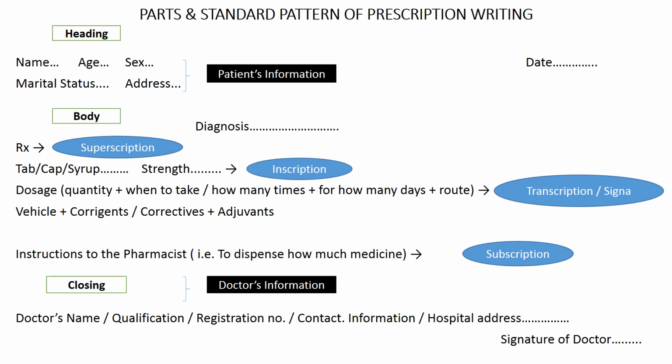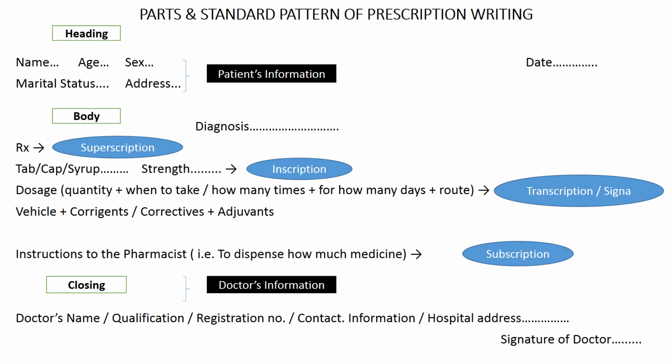Here you can see the parts and standard pattern of prescription writing. First of all, there is the heading, under which the patient's information comes, that is the name, age, sex, marital status, and address. The date is written along with this. After that, in the body, you have to write the diagnosis of the patient, and then Rx, which is the superscription. After superscription, inscription comes, in which the name of the medicine is given along with its strength.